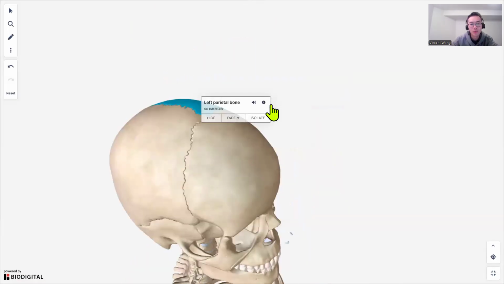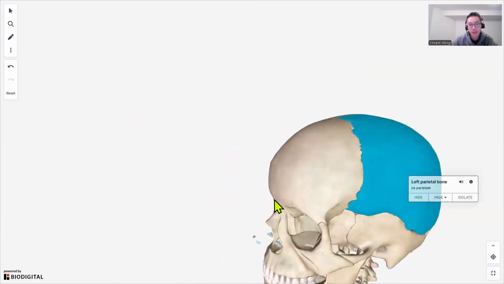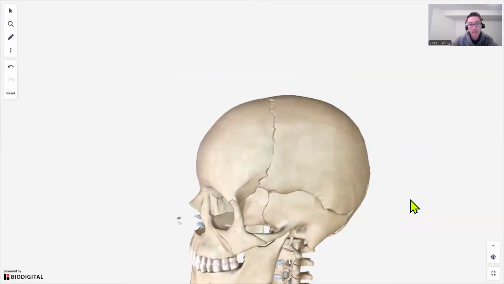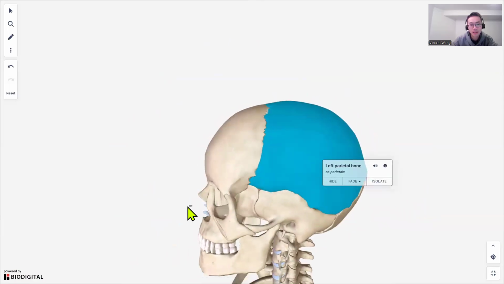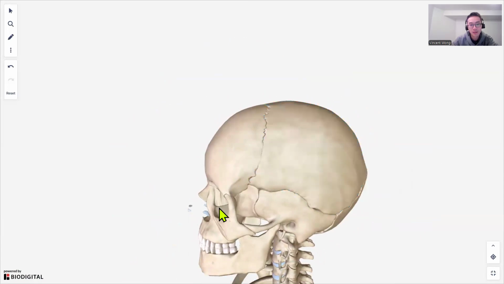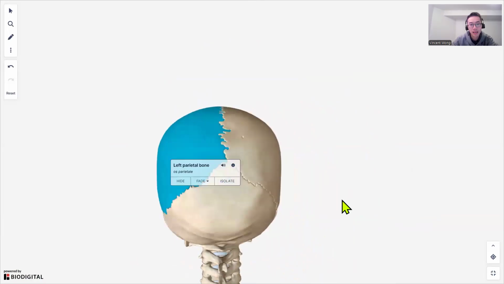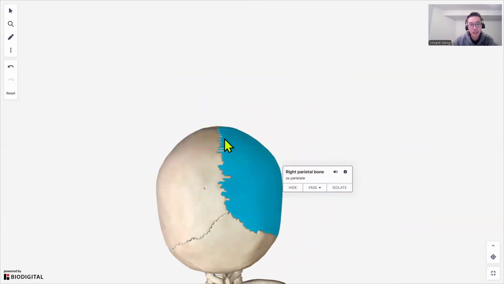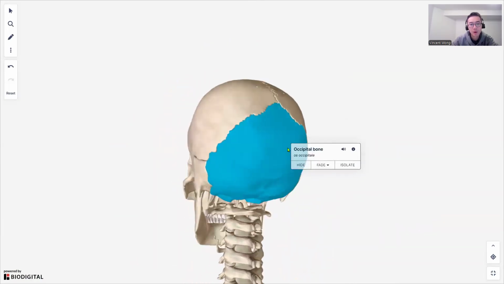So you have two parietal bones, one on each side. Parietal bones. Okay. They have absolutely nothing to do with your orbit. Nothing to do with your eye sockets, but you have two of them. And they connect at the top. And at the back, they make a connection with another bone. This bone is called the occipital bone.